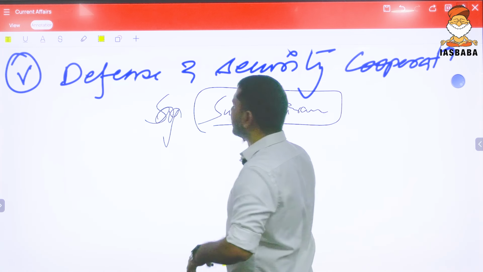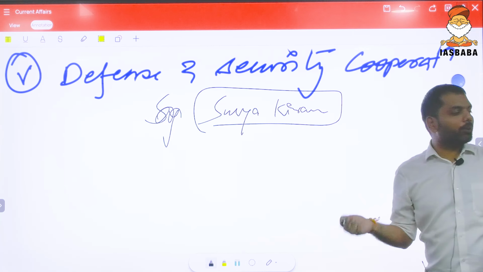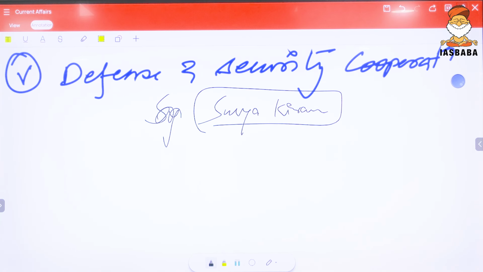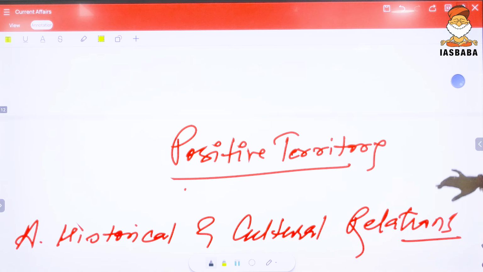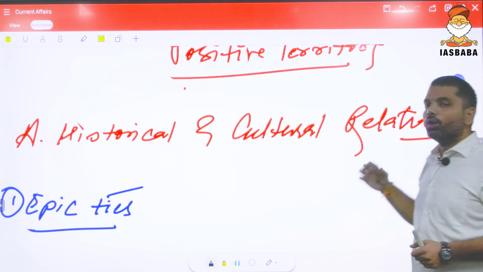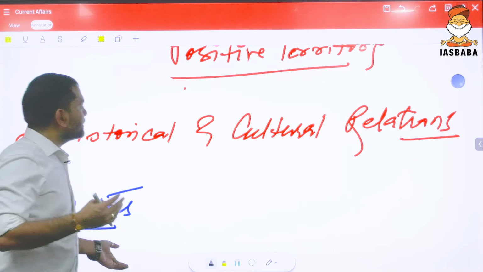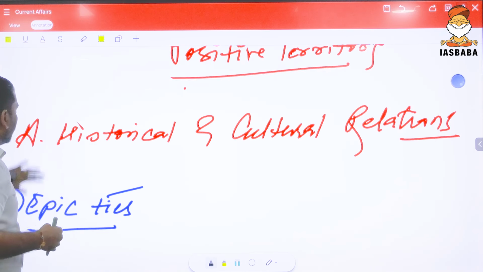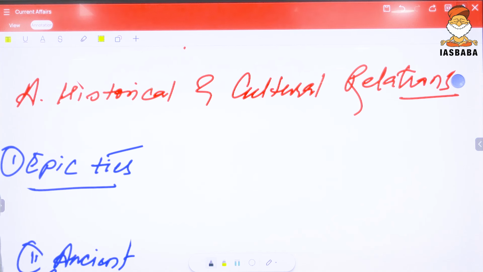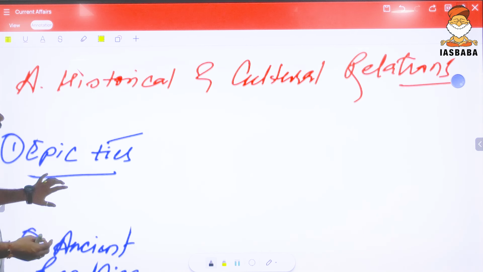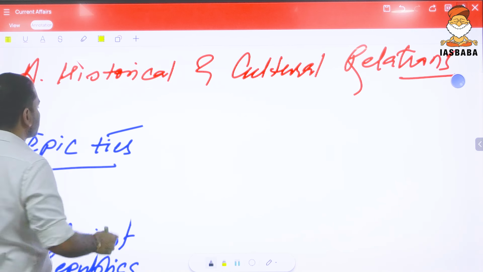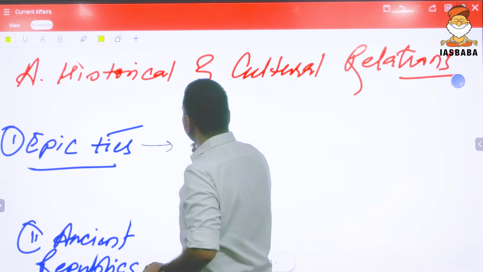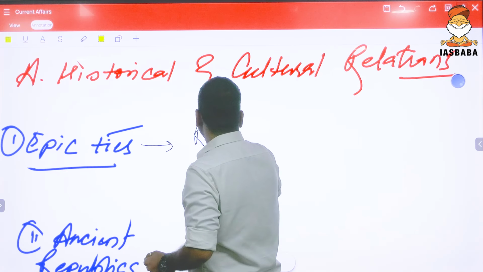So this exercise and exercises like that get impacted because of these kinds of things, right? So that also becomes important. Now we are getting into the positive territory. And as we have seen in positive territory, we are going to see two dimensions, that is historical and cultural relations, and also the significance of Indo-Nepal relations, and after that we will be seeing the way forward. Historical and cultural relations, when you come to it, first there are epic ties, like Ramayana.